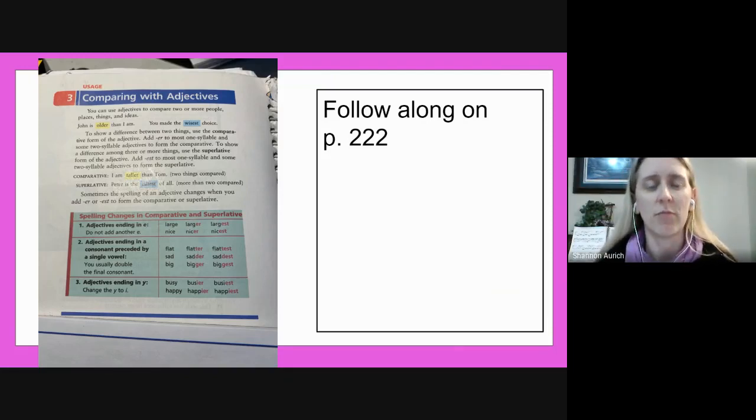All right. Number two, adjectives that end with a consonant preceded by a single vowel. So it means you have a single vowel and then a consonant, and then the word ends, like flat, F-L-A-T. You have to double that consonant, double the T, and then add the ER or the EST. And finally, the third rule, adjectives ending in Y. Change the Y to I and add ER or EST.